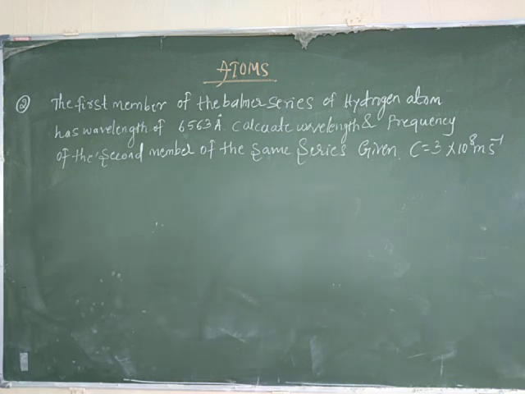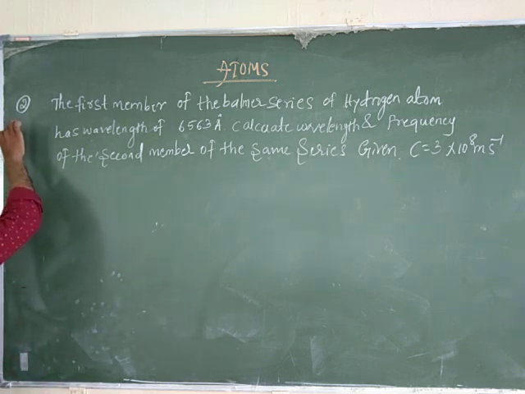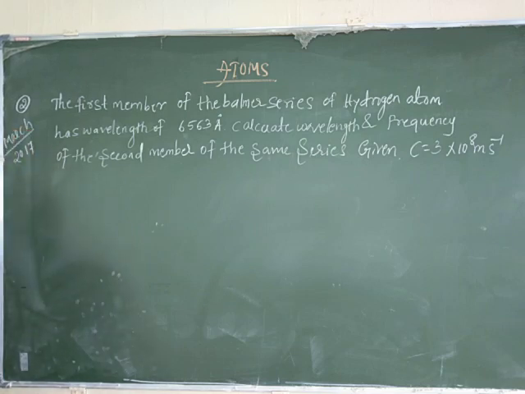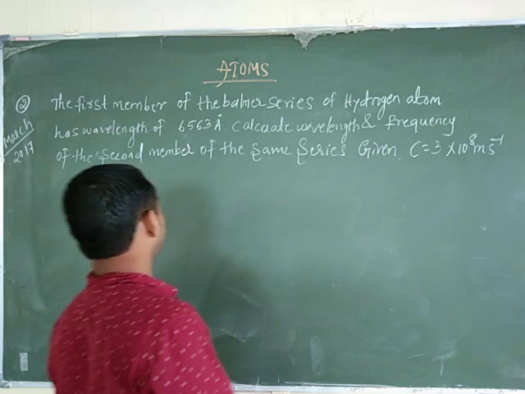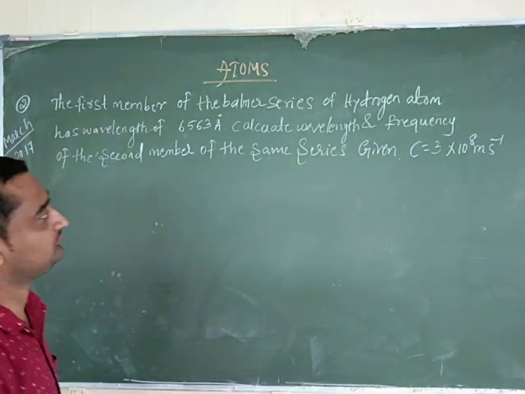Now let us take one more problem. This problem was asked in the annual examination, March 2017. The first member of the Balmer series of hydrogen atom has a wavelength of 6563 angstrom. Calculate the wavelength and frequency of the second member of the same series.